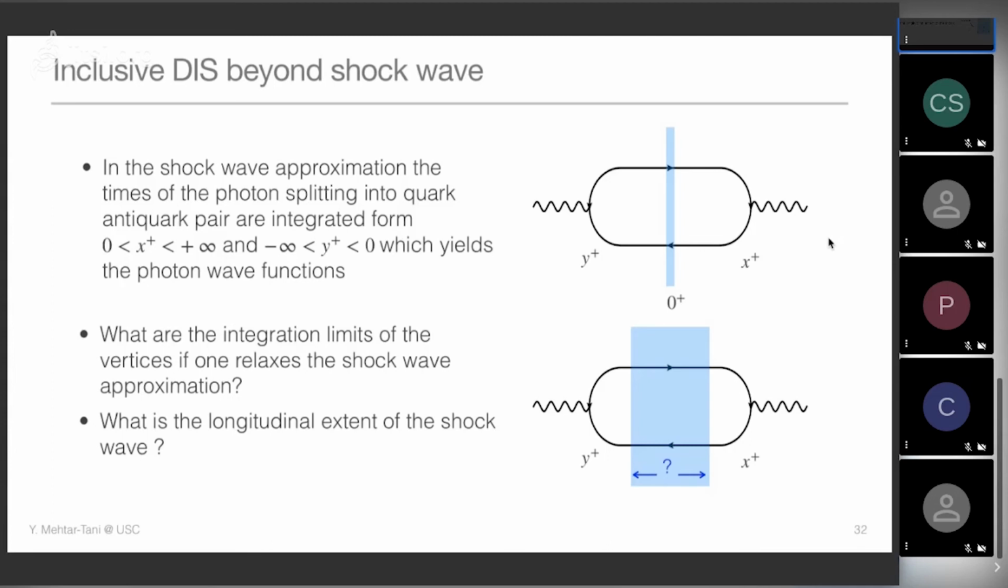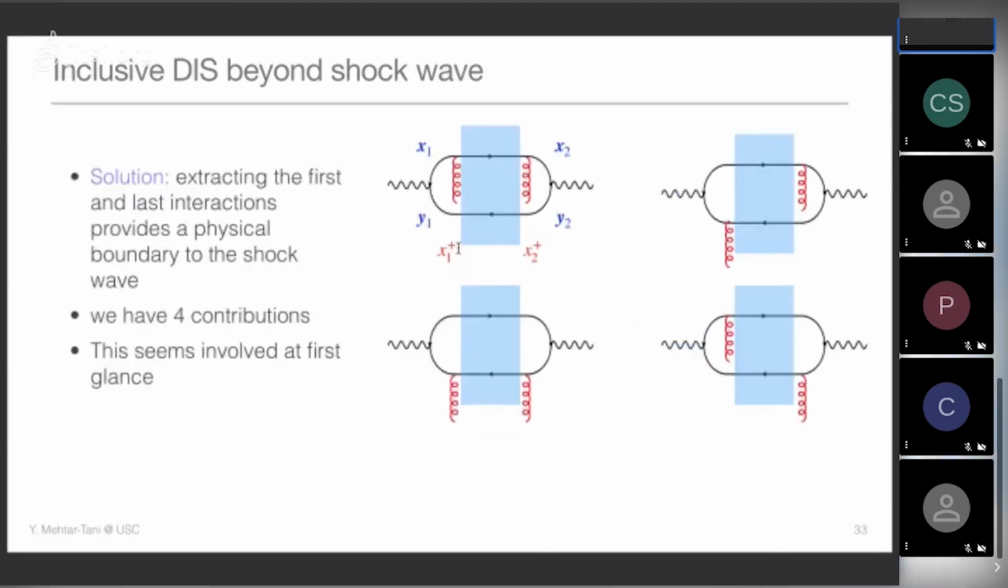So it's still a shock wave, but we still need to define this. The solution we came up with is to say, well, let's define the shock wave by the first and the final interaction. So we pick the first interaction with the shock wave, that's the first gluon exchange. That gives us a time which defines the initial edge, or boundary, of your shock wave, and then the final interaction will define somehow the other edge.